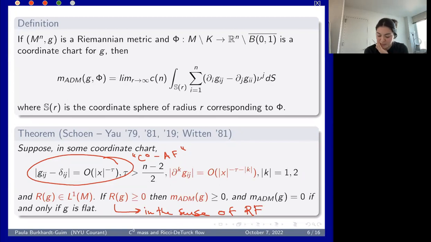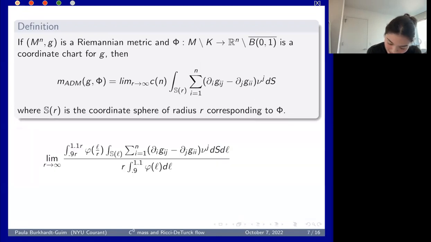Today, I'm going to take a slightly different approach that I think is also natural. The reason I took this approach in the first place was that it was very easy to read off what would happen to the corresponding local mass under Ricci-DeTurck flow. Now I will tell you the details of that.